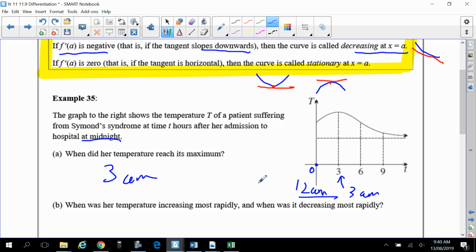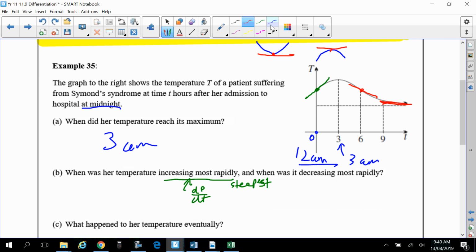All right, 3 a.m. And when was her temperature increasing most rapidly, and when was it decreasing most rapidly? So increasing rapidly means what? Means the gradient is steepest, right? Steepest. So I think increasing most rapidly will be at the beginning before it becomes stationary, and decreasing most rapidly must be at this point. Later on, we'll learn this point to be called the point of inflection. But now just remember, this is decreasing most rapidly, right? This is less steep, that's almost flat. So that's decreasing most rapidly.